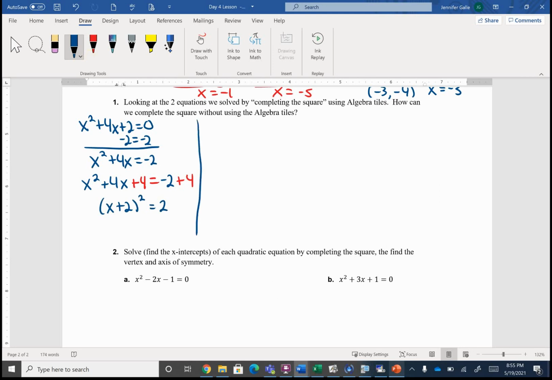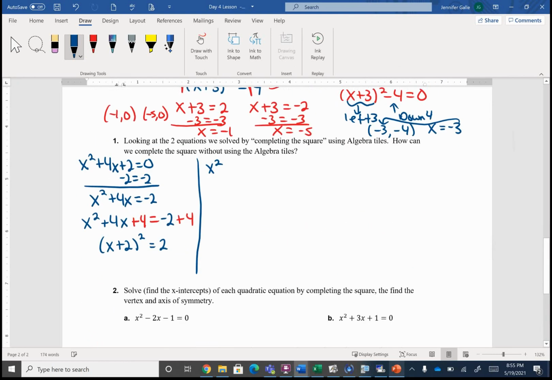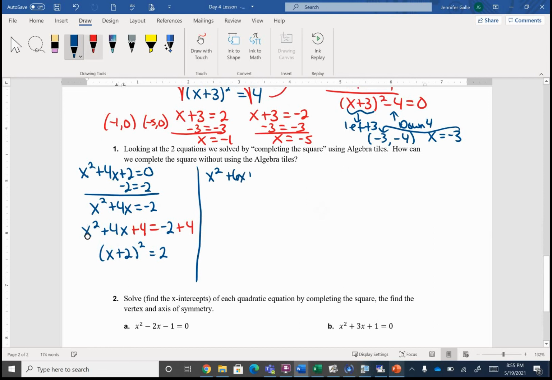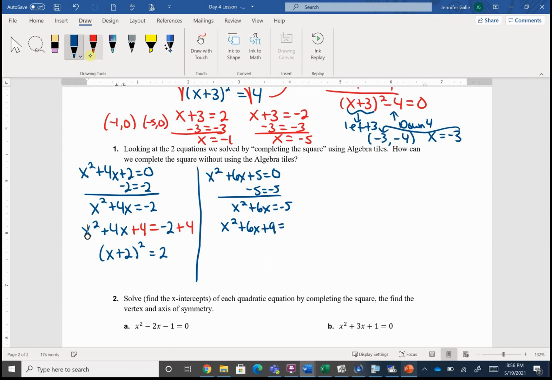The second one that we had: x squared plus 6x plus 5 equals 0. We moved our c, our constant value, to the other side. Then what we found to make our square is we had to add 9 tiles to both sides. We ended up with our square, our sides were x plus 3, and then we ended up with a 4 on that other side.